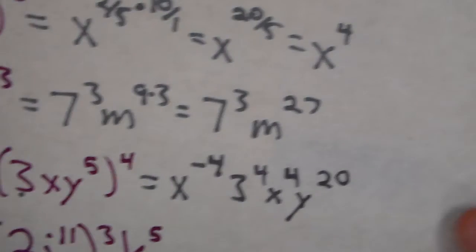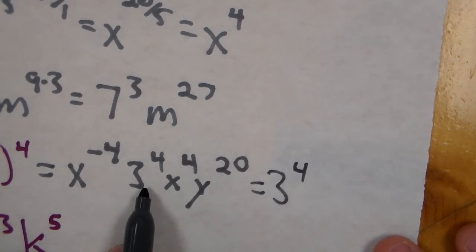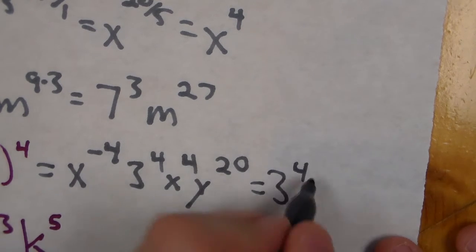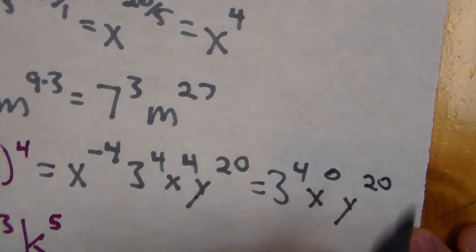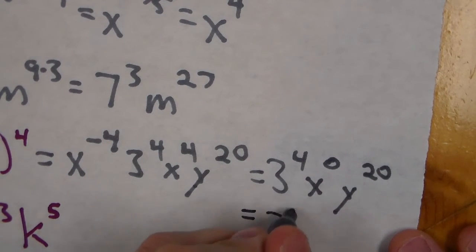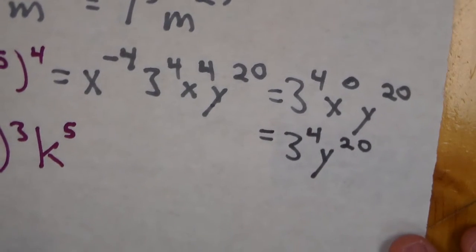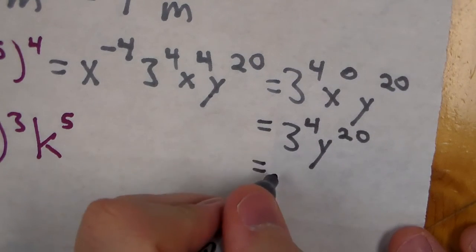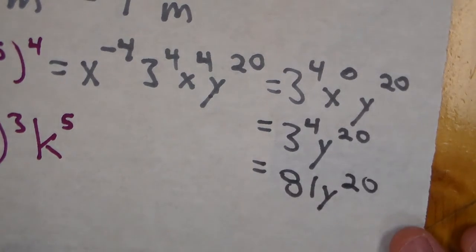So now we're looking at 3 to the 4th is still there. Then I have 4 and negative 4, which is just going to become x to the 0, and then y to the 20th. Well, we said earlier that x to the 0 is 1. That doesn't mean it becomes x to the 1. It just becomes 1 itself. And then since we are multiplying, it's gone, and our answer is 3 to the 4th, y to the 20th, or 3 to the 4th is 81, y to the 20th.